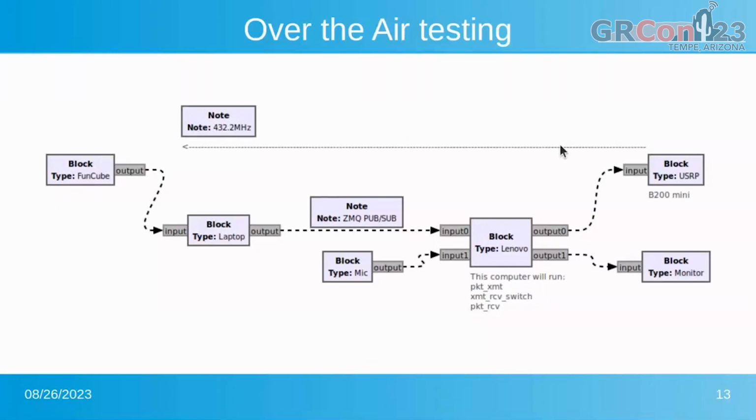Now the way that works is the USRP is going to transmit at 432.2 megahertz to a FunCube that's plugged into my laptop. And then the laptop will send the received signal over a ZMQ pub and sub link back to the Lenovo. And the reason for this setup is so that all of the GUIs can be on one computer so I can show you better what's happening.